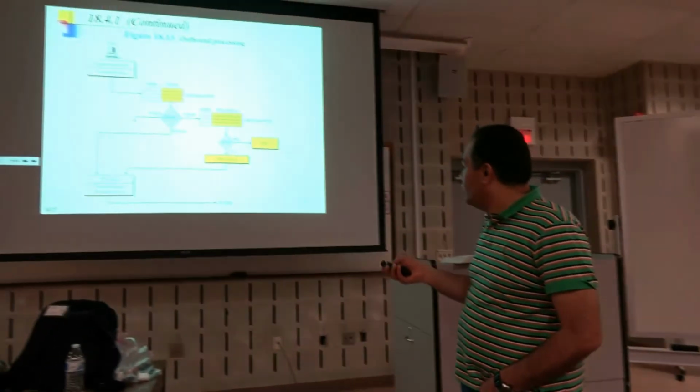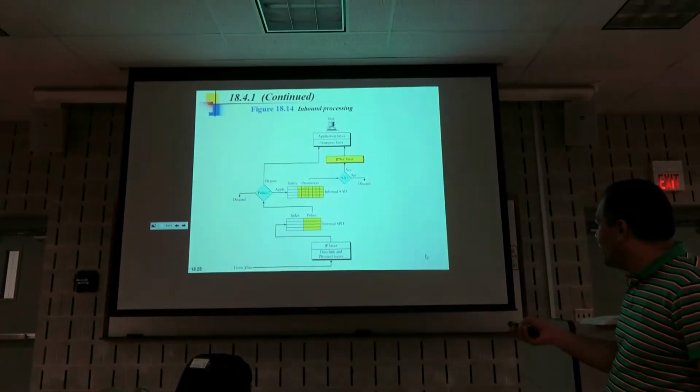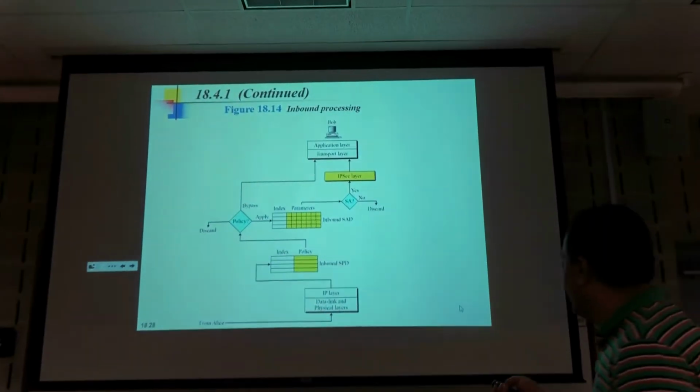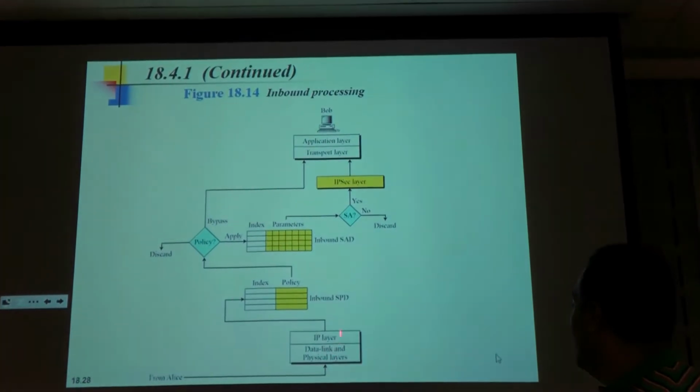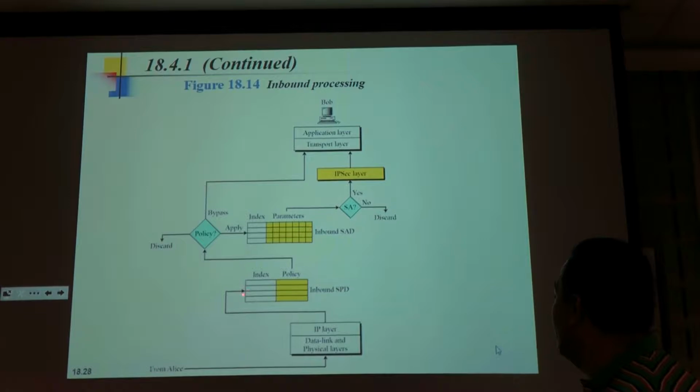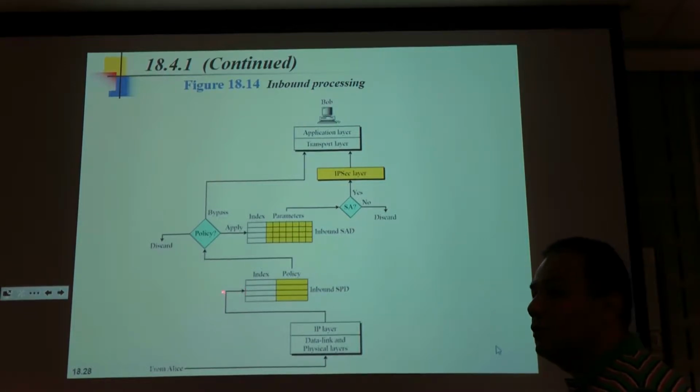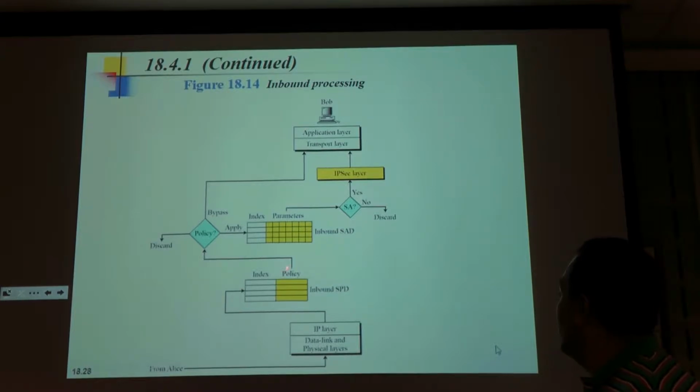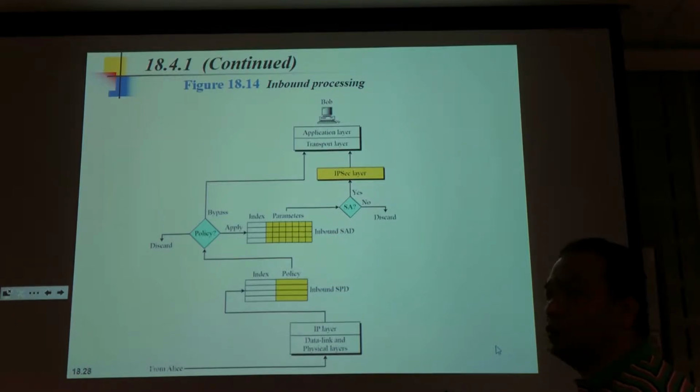Now when it is received by Bob, it's the same thing. It's coming from here. It's going to go to the physical, data link, and IP layers. Then it's going to go to the inbound security policy. If there is a policy and it was applied, you check it, then you go to the inbound security association. If not, you discard it because it's bad.